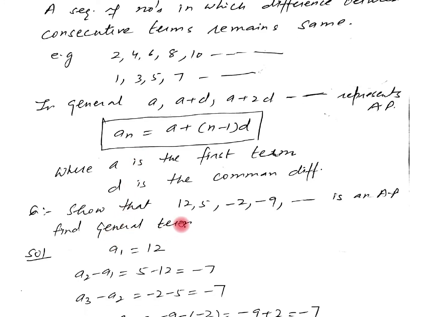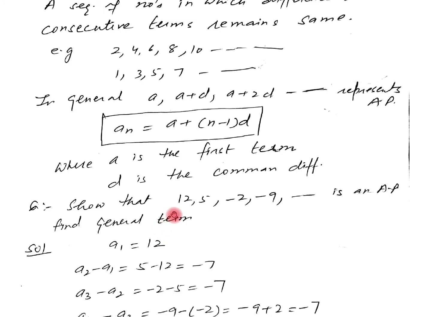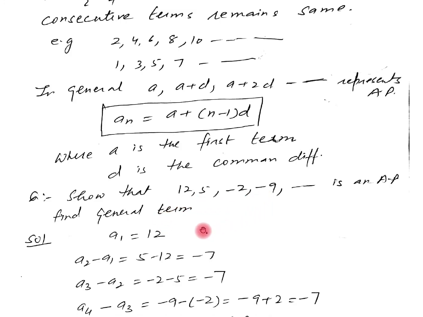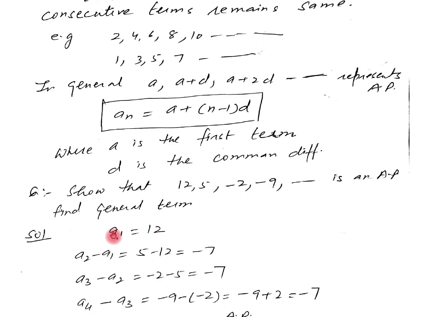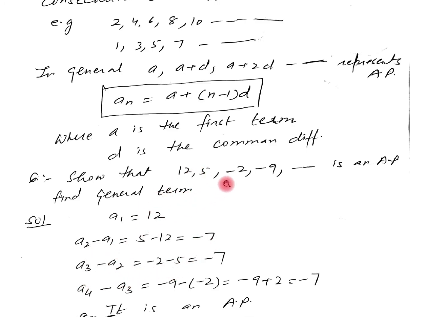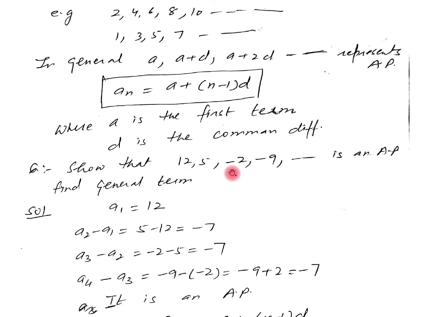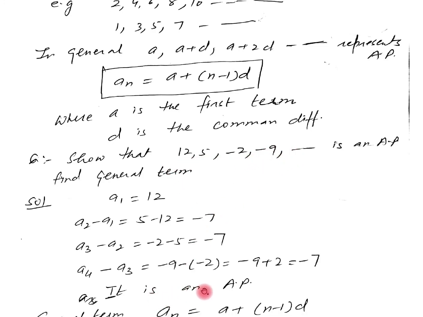Show that this is an AP and find its general term. Now first we have to show it is an AP. We are showing the difference between consecutive terms is the same, as the first term is 12. Now a2 minus a1 is 5 minus 12, minus 7. Similarly a3 minus a2 is minus 7. Then a4 minus a3 is again minus 7. As the difference is same, so it is an AP.